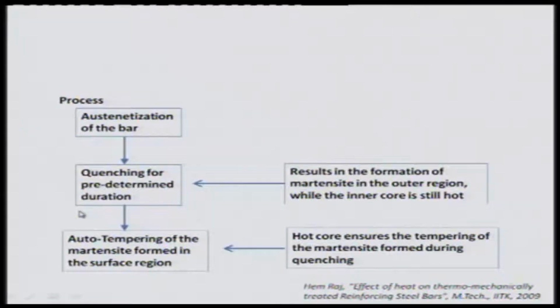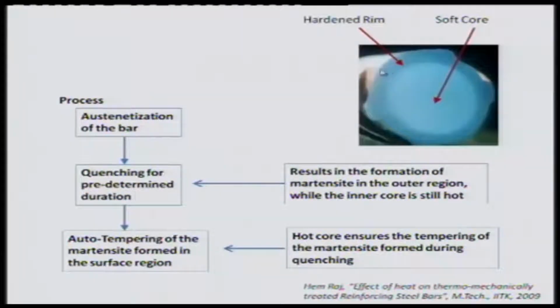So, you do not have to temper the martensite separately; it is the same continuous process, where martensite formation and martensite tempering take place. So, you end up with a tempered martensite surface which is much harder, and a soft core which is a ferrite pearlite core. Hence you get a hard outer region and a soft core, because you do not want a completely hardened region, since then this material would become very brittle and would not be usable for structural applications in the construction business.